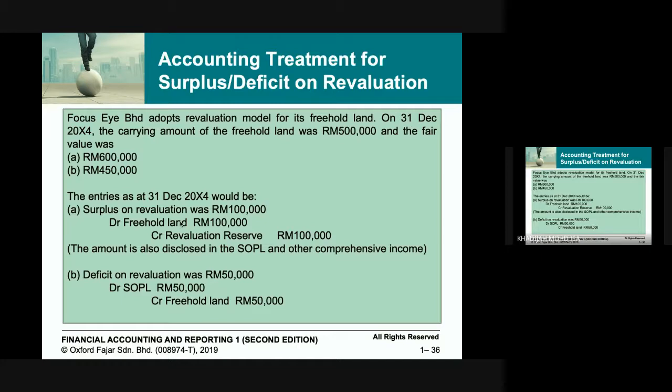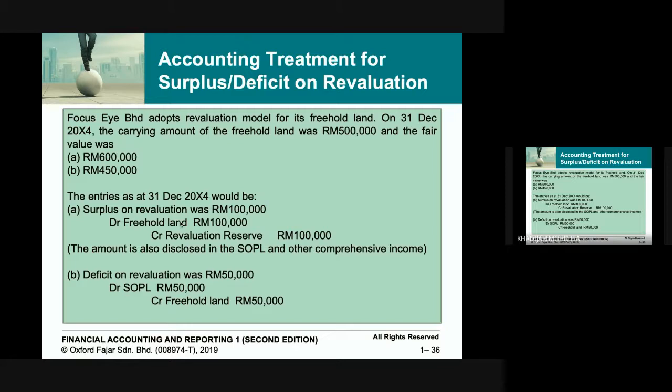Revaluation reserve is in the profit and loss. So if it's a credit, it means that it increases the value of the owner's equity, right? Revaluation reserve is on the credit side in your SOPL, so it increases your owner's equity. But the other way around, where your fair value is 450,000, it means that there's a deficit of revaluation. So the land, initially 500,000, now you have to revalue to 450,000. So you have to credit your land 50,000 and debit your SOPL 50,000.